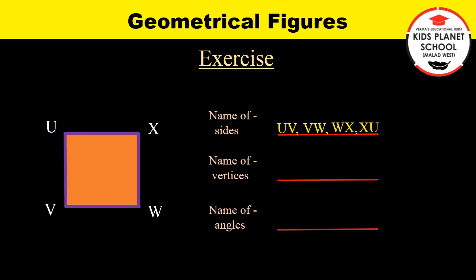Our second question is name of vertices. Children, here we have to give the name of vertices we see in this square. Vertex U, vertex V, vertex W, vertex X.